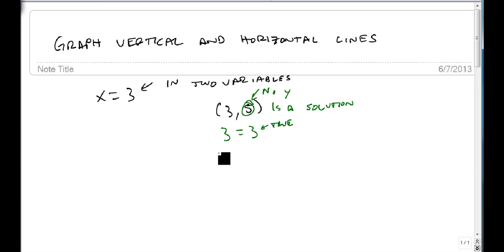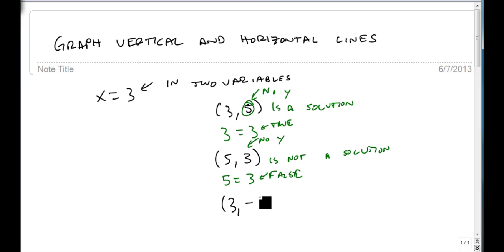What about the point (5, 3)? What if we swap the points? Remember, it's always x, y, so there's still no y. And so we're asking, does 5 equal 3? This is false, so this is not a solution. Finally, what if we let (3, -7)? Again, since there's no y, there's no -7, we just plug the 3 in, set it equal to 3. This is true, so this is a solution.